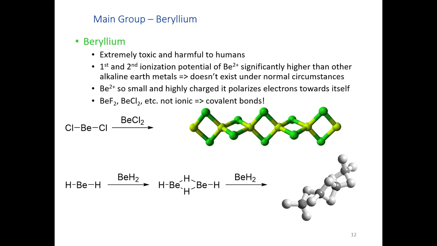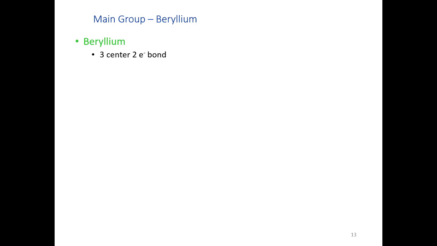You're probably asking, though, how is that possible? Hydrogen in the -1 oxidation state only has 2 electrons. There are no lone pairs for dative interactions. Beryllium hydride forms 3-center 2-electron bonds, which we'll briefly look at in the next slide. A 3-center 2-electron bond is like a normal covalent bond, except there are 3 atoms interacting instead of just 2.